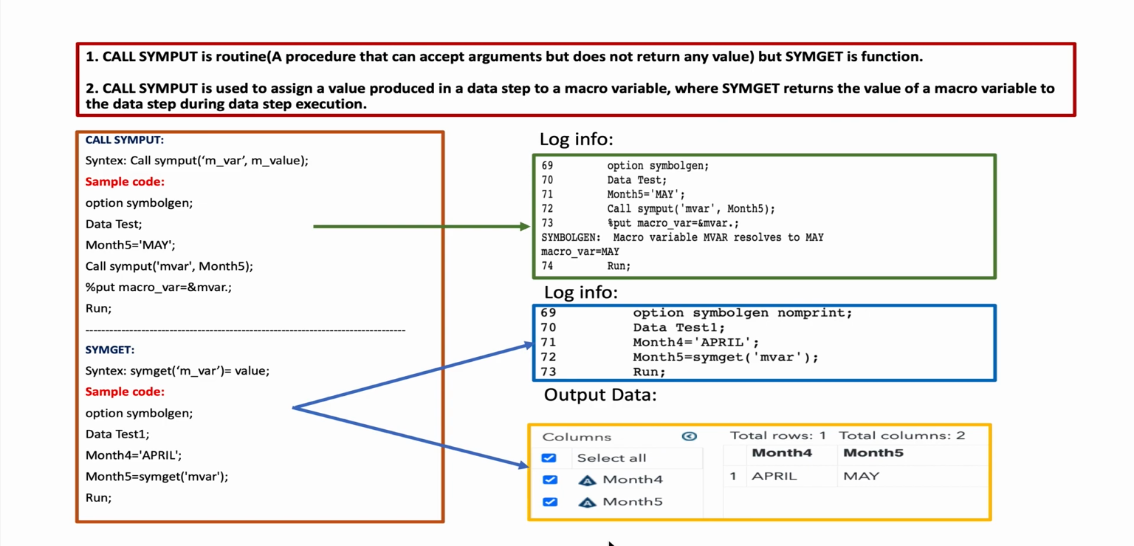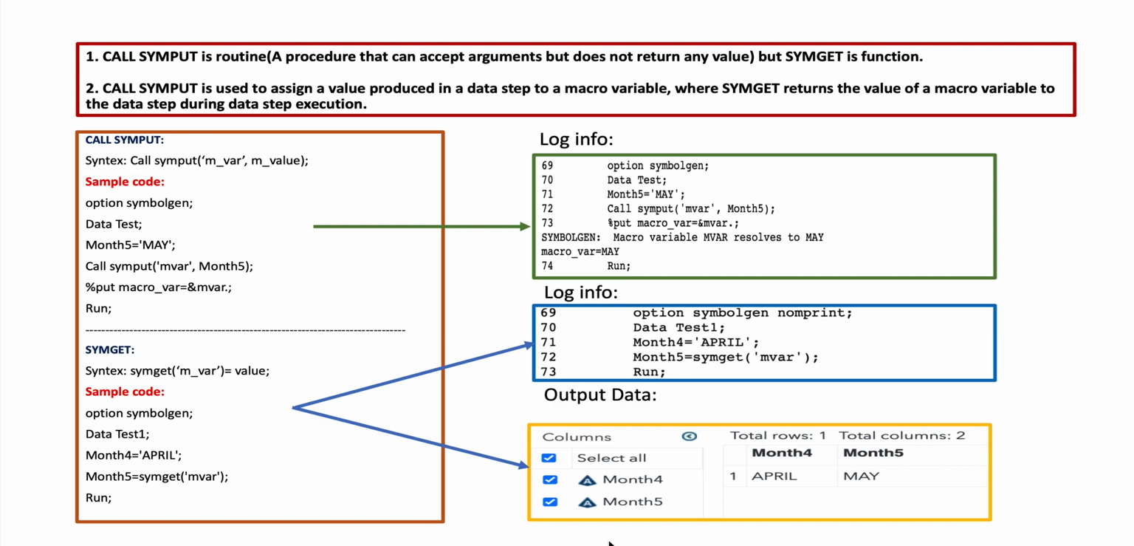Syntax is CALL SYMPUT. Inside the parentheses, we provide the macro variable name, m_var, inside the quotes, comma, m_value. That represents the value of the macro variable. Sample code is given here.